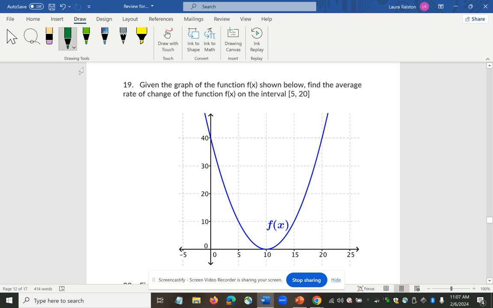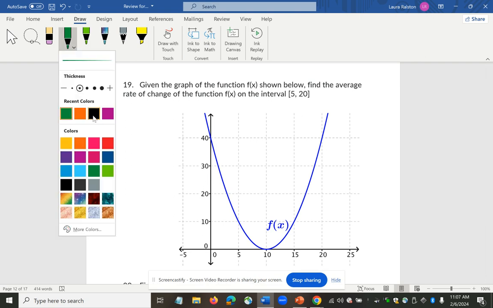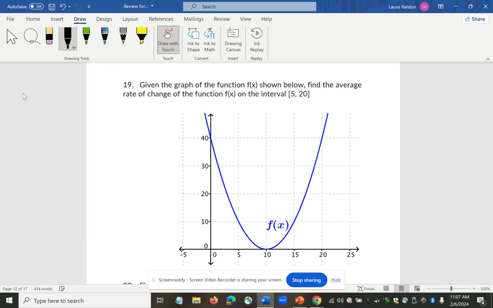All right, question 19 says, given the function shown below, find the average rate of change between 5 and 20. The average rate of change is a similar concept to slope. Slope relates only to lines. When we begin to relate it to curves like we have here, it's called average rate of change.